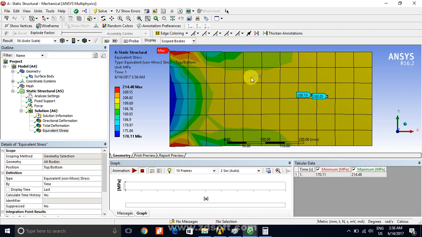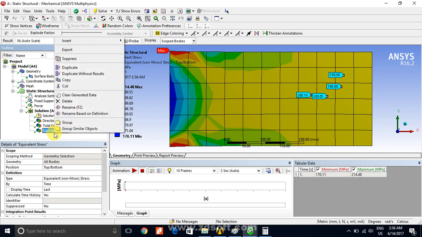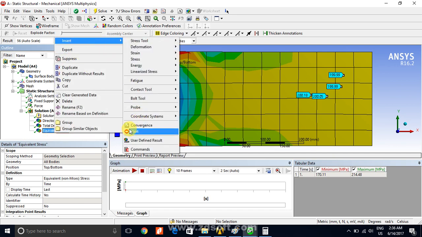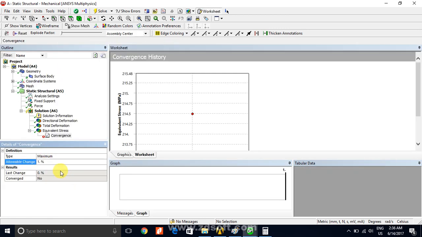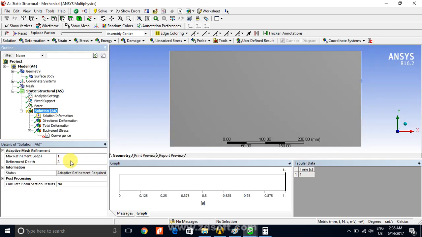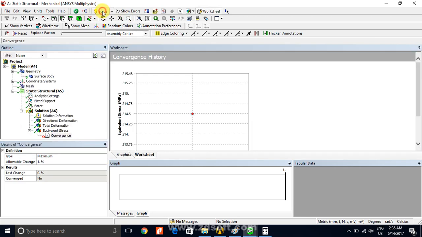Let us get a converged value. Let us do a convergence study for this stress, with 1% difference and a maximum of 5 refinement loops. Solve it.